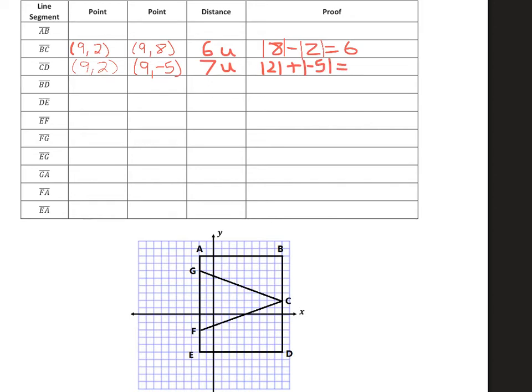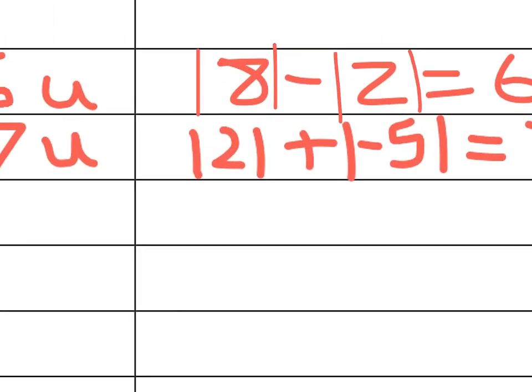2 plus 5 is 7. So when we cross 0, we're adding absolute values. All right, when we don't cross 0, we're subtracting absolute values. And we always just want to put the bigger absolute value first when we subtract, because in subtraction, that's what you want. You're finding the difference. We want that distance, right?